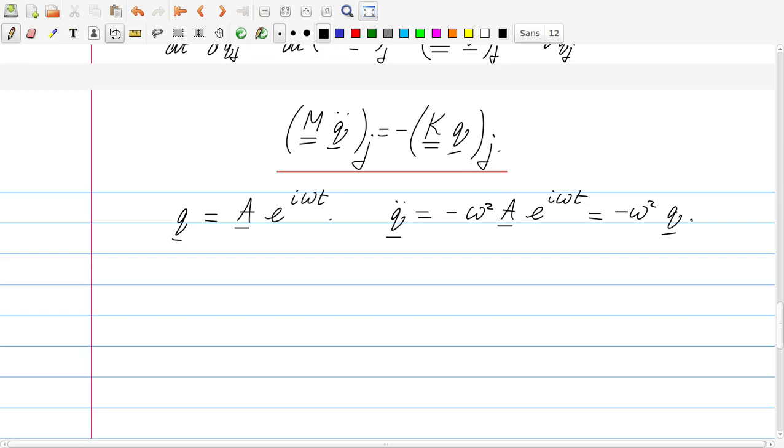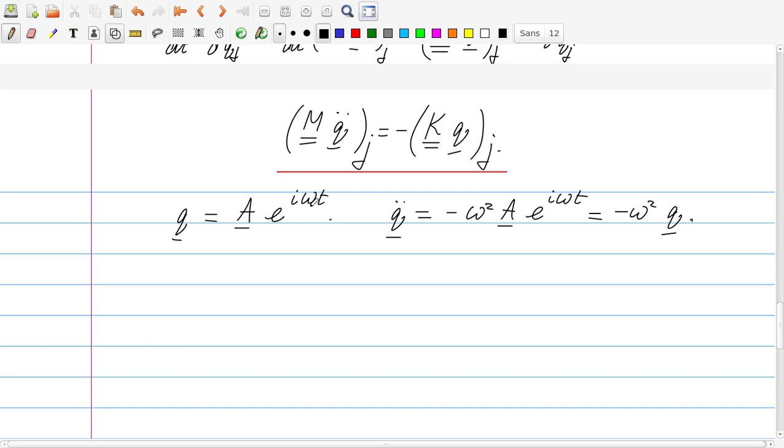And just as in the previous movie with two springs and a pendulum, we anticipate that there can be a solution in which all the qj vibrate at exactly the same frequency. So I write the vector q in the form A, which is an amplitude, which is time independent, times e to the power i omega t. And all the degrees of freedom vibrate at the same frequency, and that is expressed in that the omega does not depend on j. So for each j, the omega is the same.